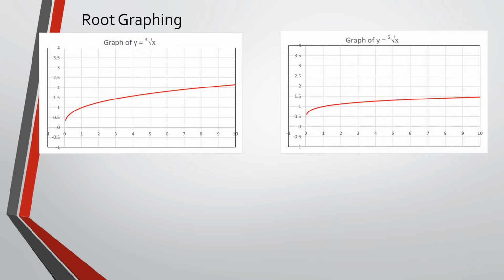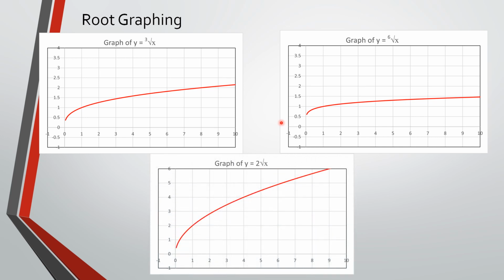So let's just look at some root graphing here. As we said, the greater the value of the root that we're taking, the flatter the curve is going to be. So this rises more quickly; this y value is going to be a greater value, and on this one it's going to be a lesser value when it's to the sixth. These are what the graphs look like. When we multiply by 2, we're doing the same thing, just multiplying all these by 2.